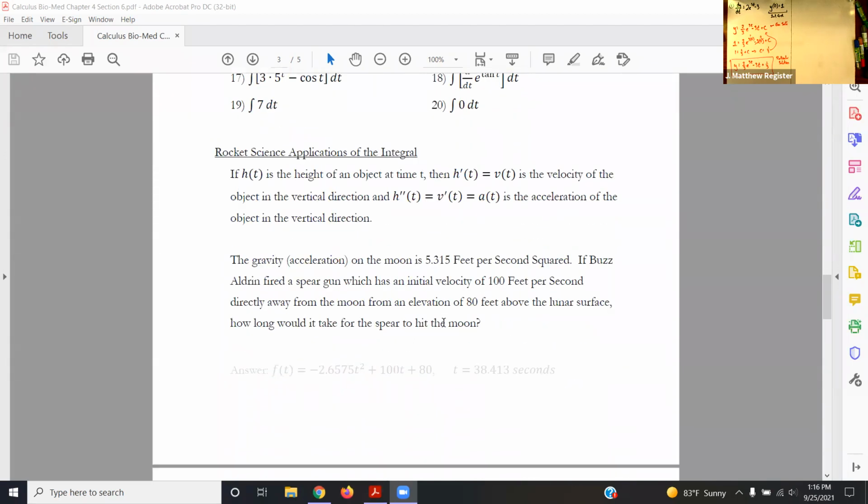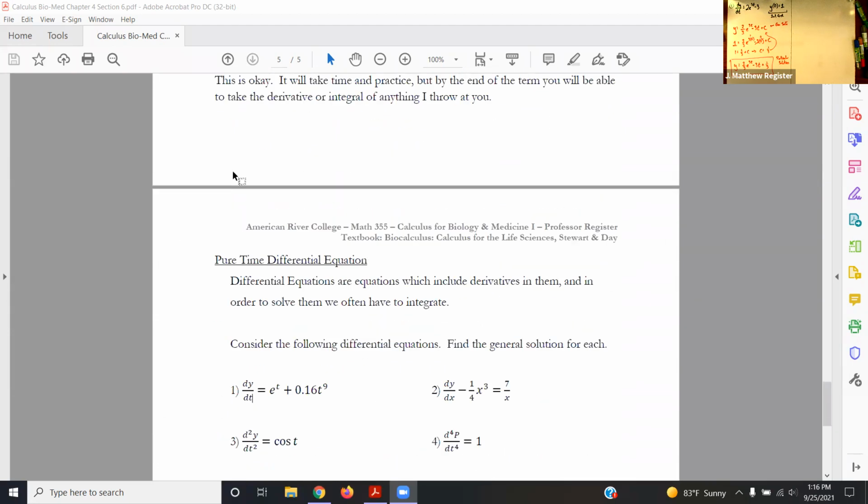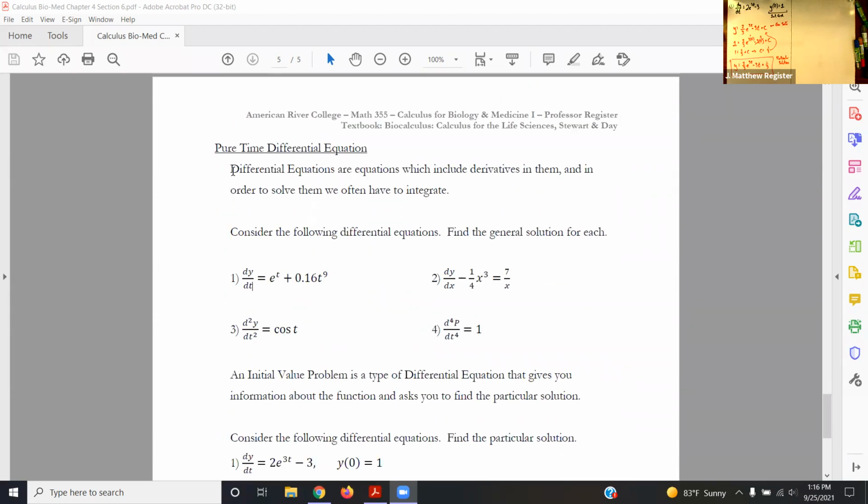We did a rocket science application, and then we talked a bit about pure time differential equations and the idea of differential equations, because when it comes to biology and medicine, differential equations are extremely important. Everything has been leading up to this point. And so it's important for you to get these ideas mastered.